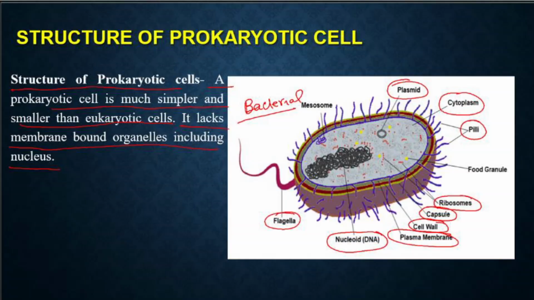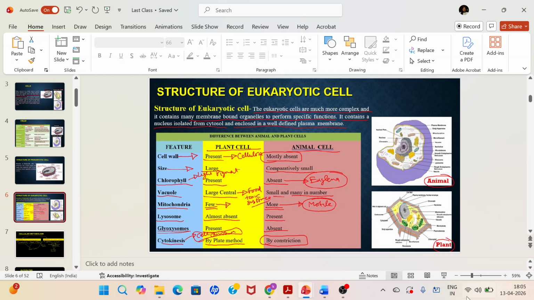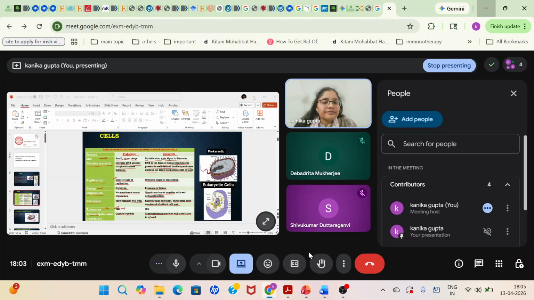Next is the structure of the eukaryotic cell. The cell wall is mostly absent in the eukaryotic cell. Basically they are again of two types: they can be either a plant cell or an animal cell. They are much more complex cells and contain many membrane bound organelles to perform specific functions. It contains a nucleus isolated from the cytosol and enclosed in a well defined plasma membrane.